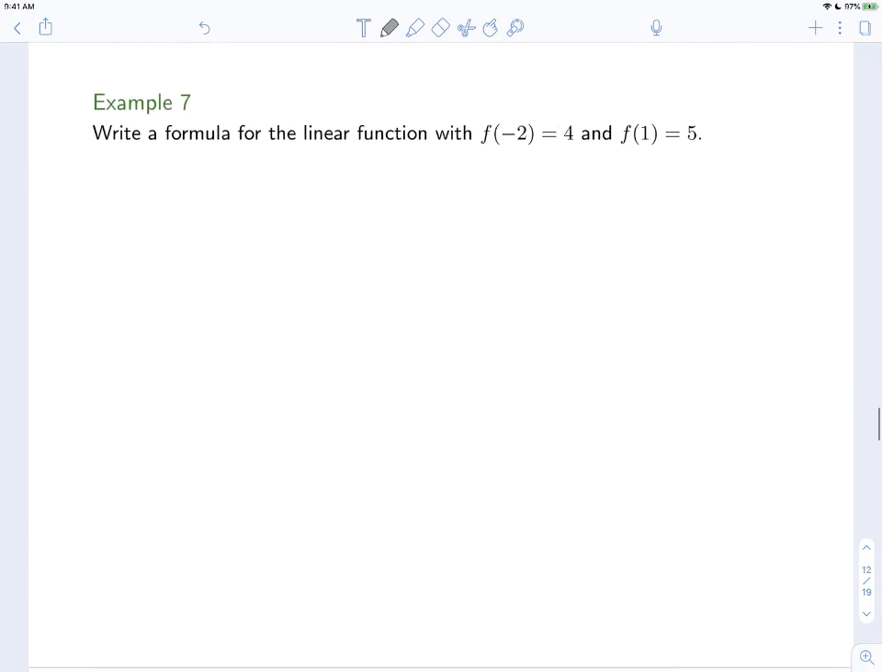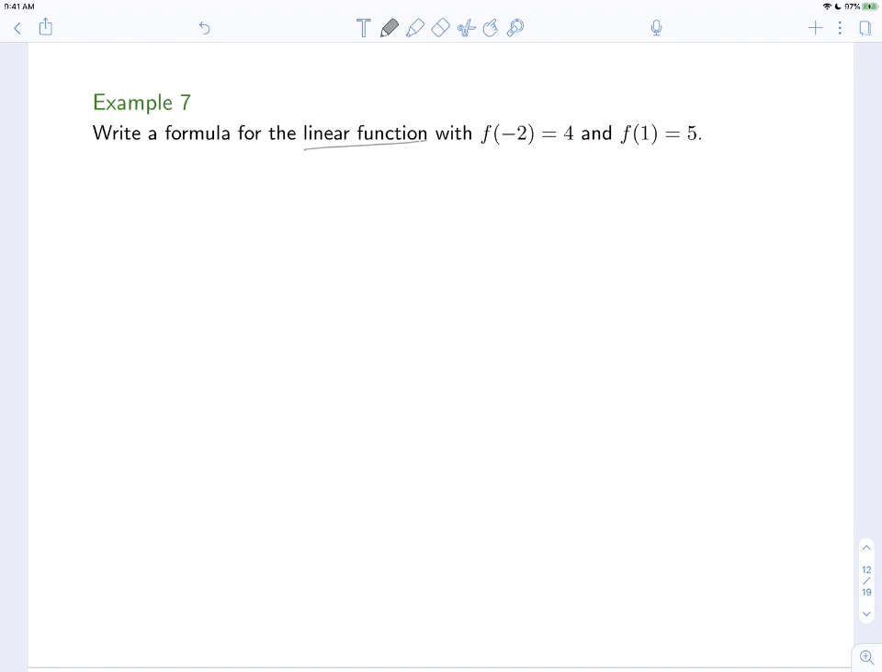One more example. Write a formula for the linear function with f of -2 equals 4 and f of 1 equals 5. So this is a linear function. So we can write down the formula based on this information only because we know it's a linear function. If we knew that it was some other kind of function, this might not be enough information. But since it's linear, 2 points determine a line. So we have 2 points right here.